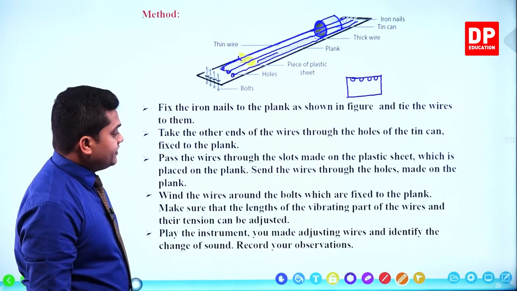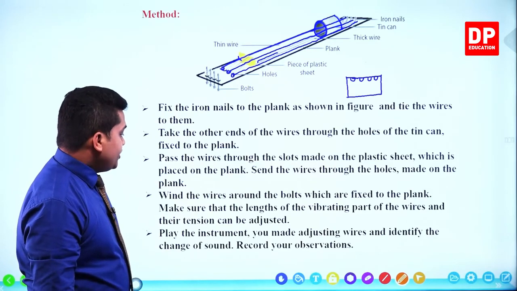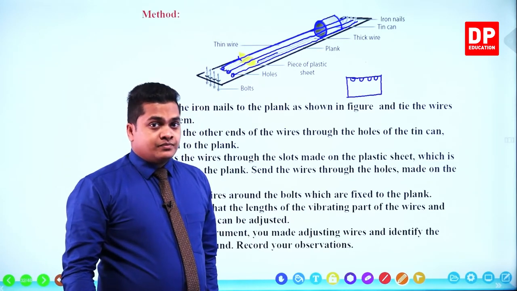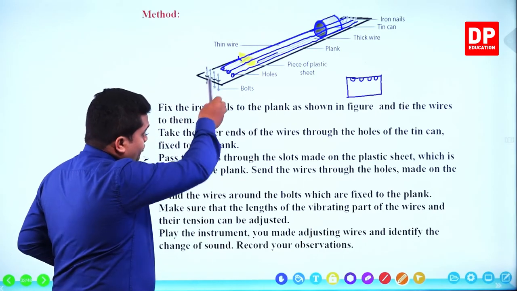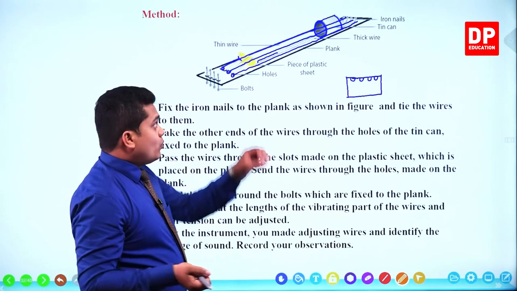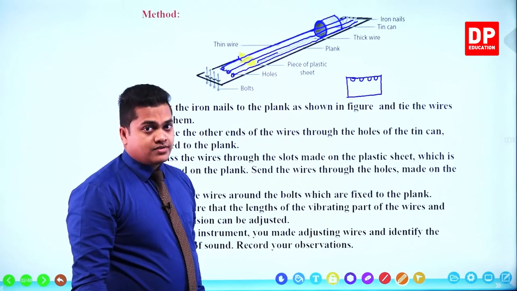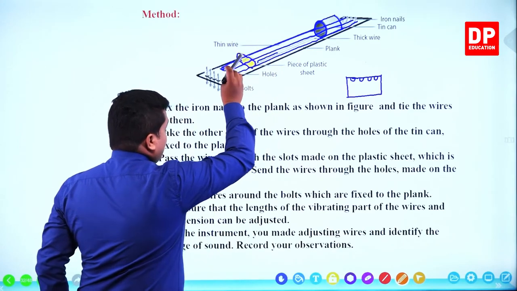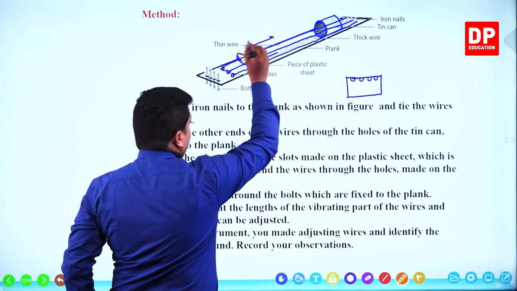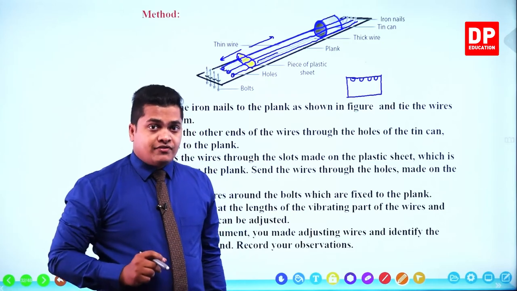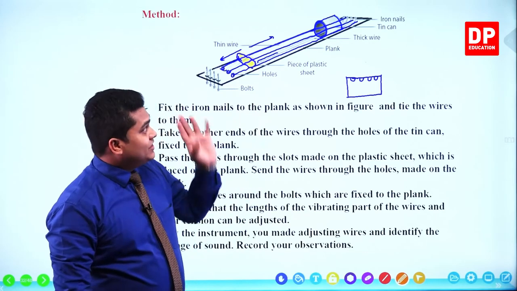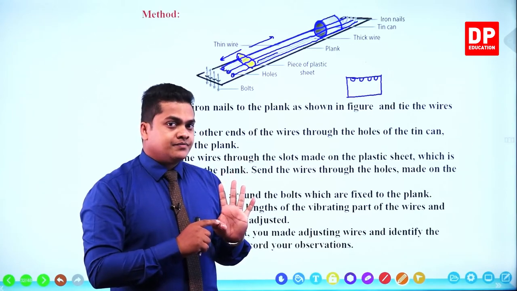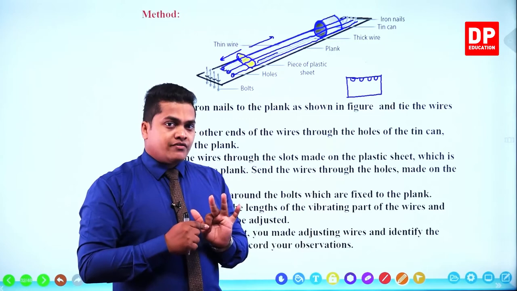Make sure the lengths of the vibrating part of the wires and their tensions can be adjusted. Now, that's why we need to use the nuts and bolts. So we can insert a screwdriver and we can rotate it. By rotating that screwdriver, we can change the tension of the strings which vibrate. And also by moving the plastic sheet here and there, we can change the length of the string which is going to vibrate in this instrument. So we should have an ability to change the length of the vibrating part, and the other thing is the tension of the vibrating part.